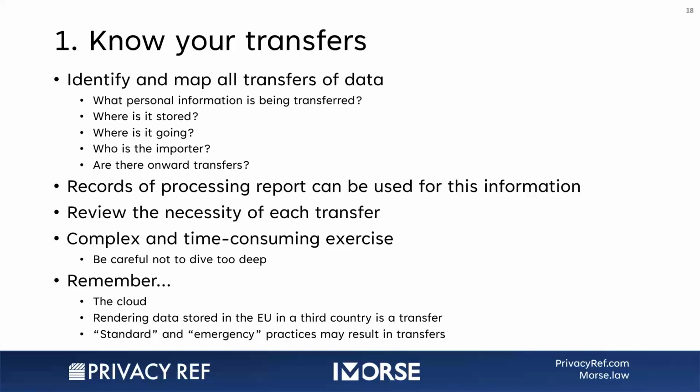Now, one tool that's already provided in Article 30 of GDPR for this is the Records of Processing report. You should have within that Records of Processing report all the exports of all the data that you're doing, or at least the classes of data that you're doing. But there are things that you want to do beyond just having that report in place. You really want to review whether you actually need to do that transfer.